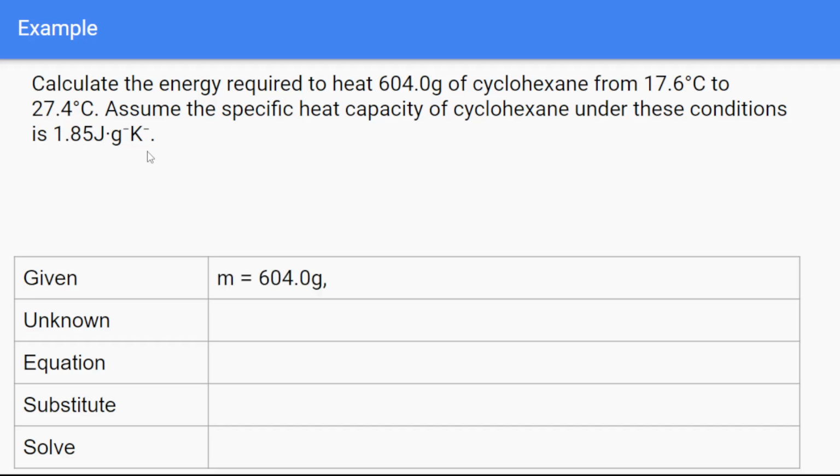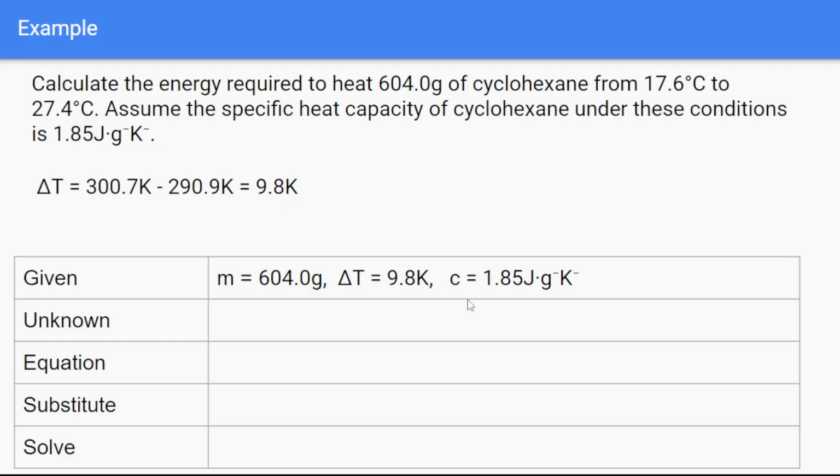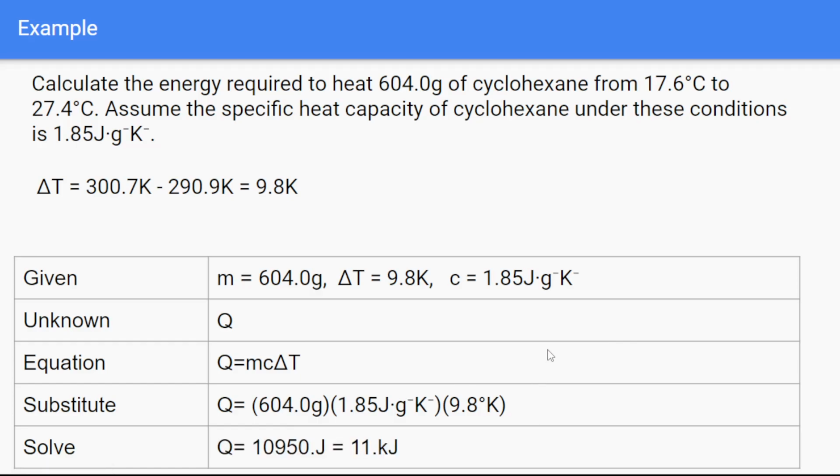So what's given? We have our mass. Our temperature needs to be converted to Kelvin. And then we have our specific heat. Our unknown is Q. Our equation is Q equals m c change in T. We substitute the numbers and then we multiply. That gives us 10,950 joules.